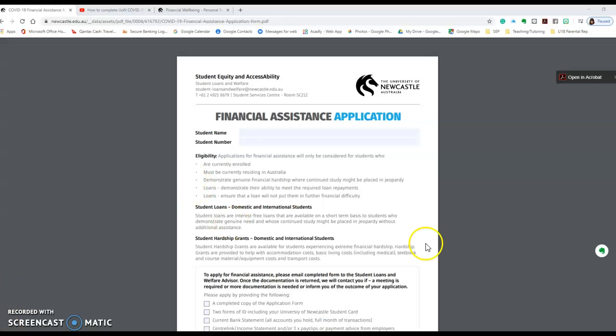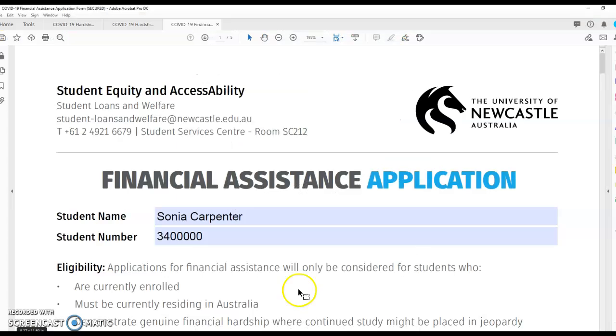But for this video, I'm going to skip through that part of the tutorial and go straight to having the form open in Adobe Acrobat and completing the fields of the form. And the reason for this is that the financial assistance application form is much longer and more detailed at 5 pages, so it's going to take me longer to go through each of the questions. So let's start here on page 1.